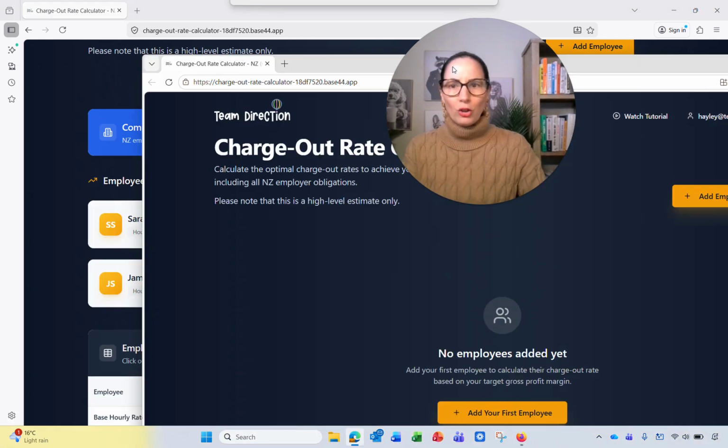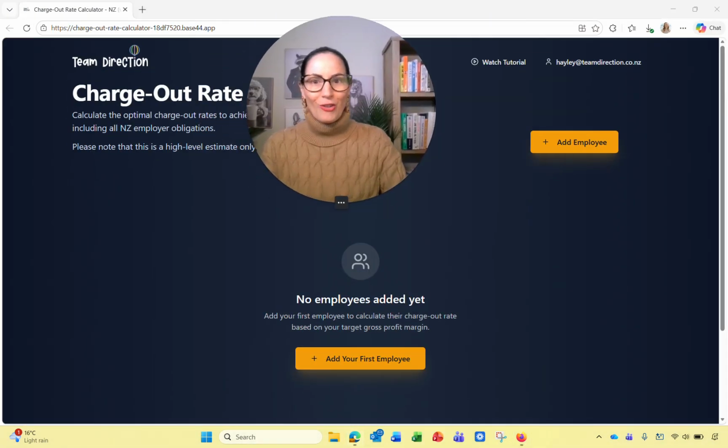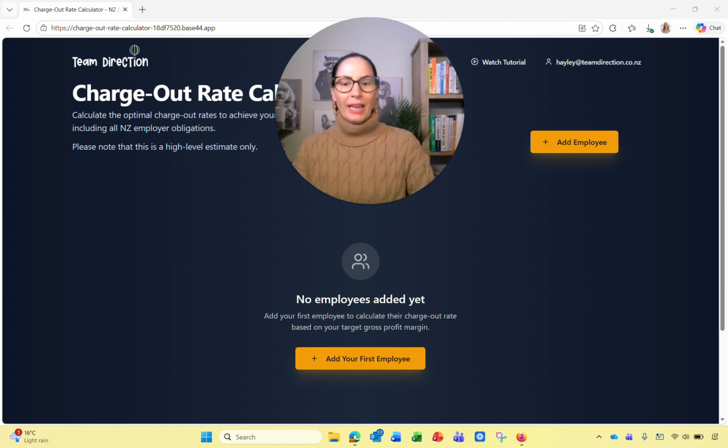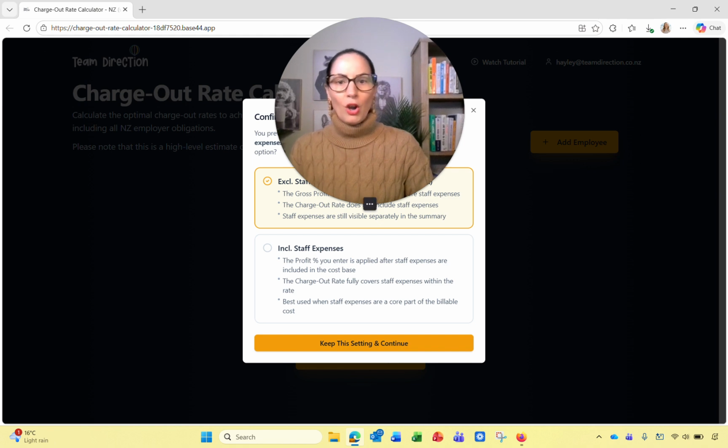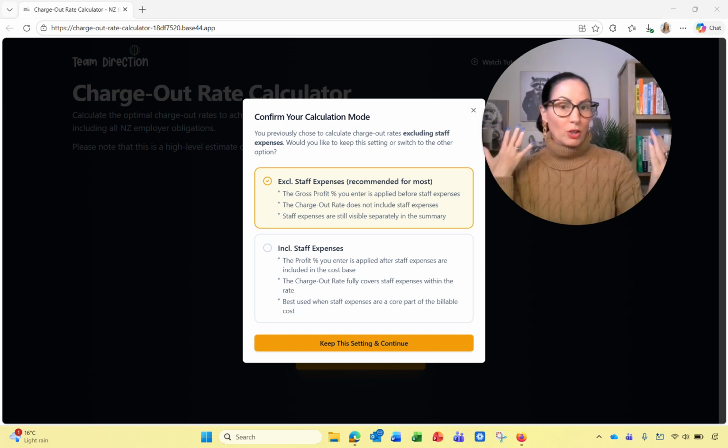All right, so how do you fill out this very valuable template? It is so valuable. Right, you come in here, and you can either click on here or click on there. You pick. I'm just picking that one. All right, we recommend excluding staff expenses, but I just showed you before, it doesn't really matter. You can switch between them.